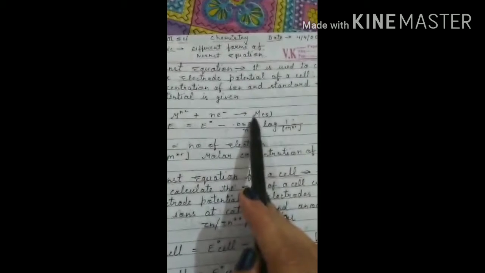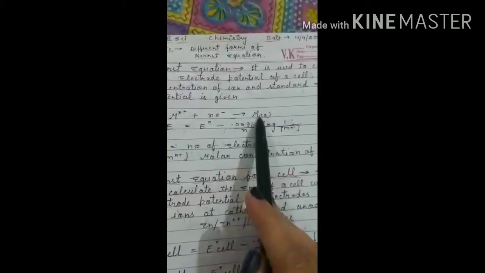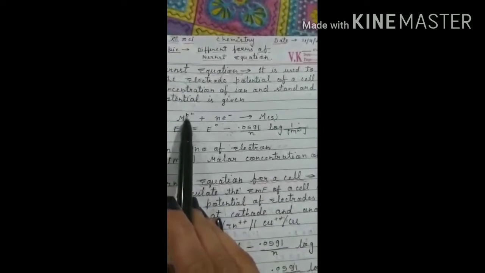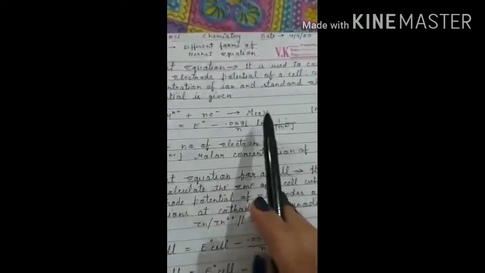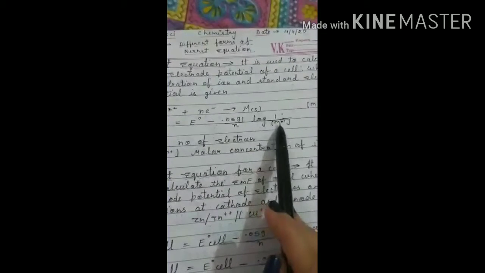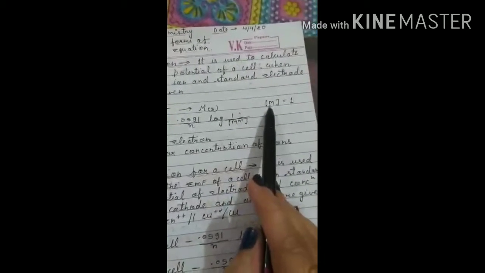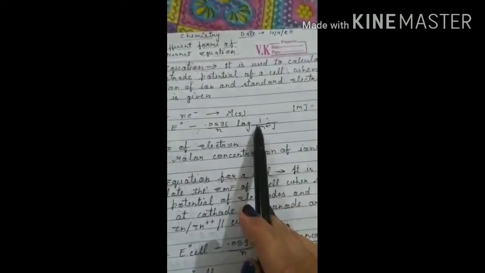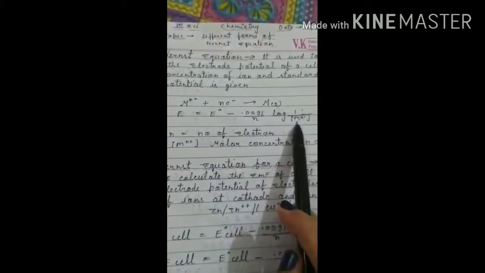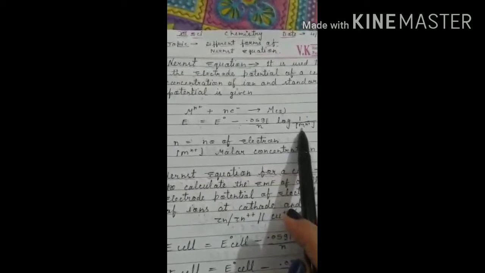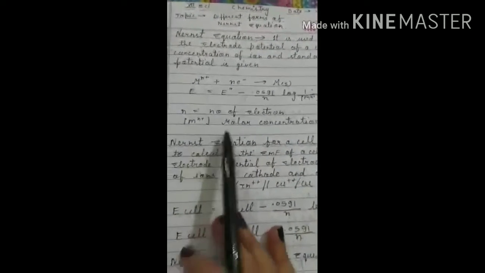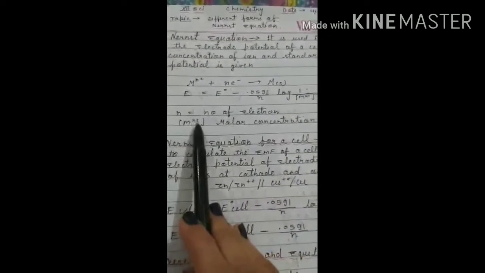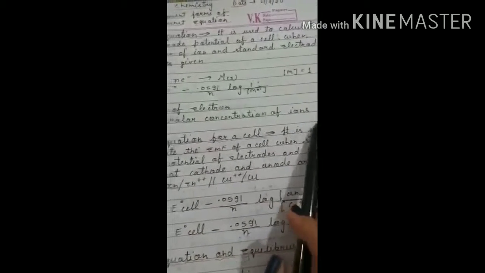If we see this equation, the molar concentration of product is to be represented by M, and the reactant is to be written as Mn+. So here it should be written M upon Mn+, but I have taken the molar concentration as unity, so 1 can be written. So this is one form of the Nernst equation which is used to calculate the electrode potential for a single metal electrode, where n represents the number of electrons and Mn+ represents the molar concentration of ions.